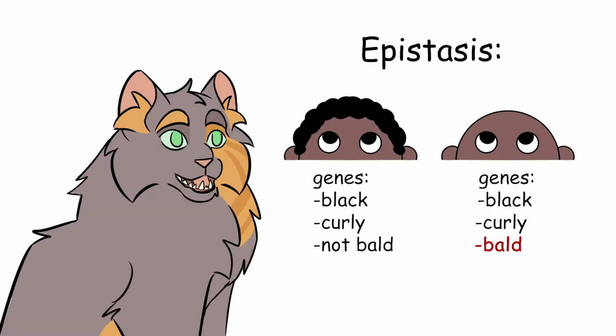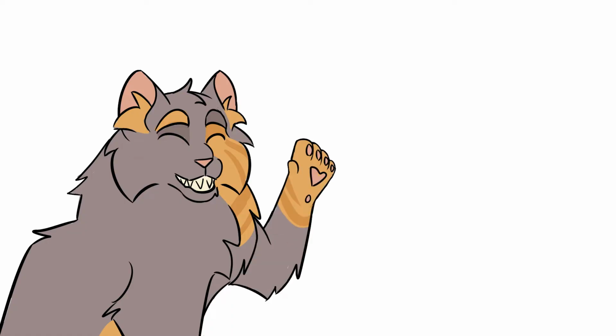As a reminder, epistasis is when one gene prevents a totally different gene on a different locus from expressing. All of the bald-type genes you're going to see are epistatic to long and short hair because the cat doesn't have any hair, so it can't be long or short. Got it? Cool. Let's get to the weird stuff.